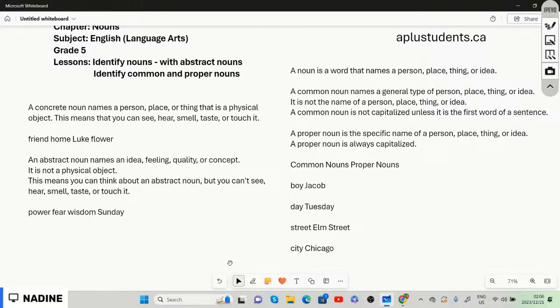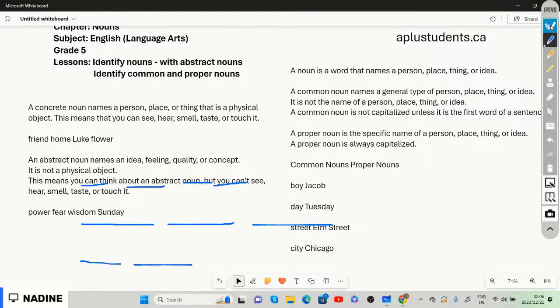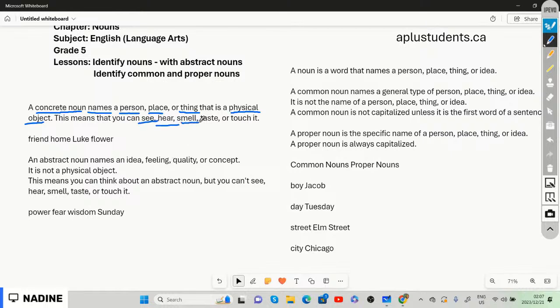A concrete noun names a person, a place, or a thing that is a physical object, right? So that's basically a concrete noun. This means that you can actually see a concrete noun, you can hear a concrete noun, you can smell, taste, or even touch a concrete noun, right?